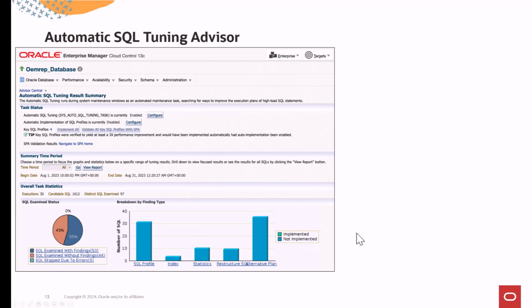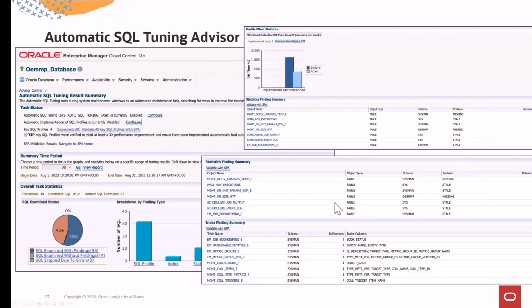As you see here, there is the object name, and what is the problem? Is it missing, stale, and all of that. It also provides us with validate SPA. SPA is something that we are going to discuss now. As you see, it says before and after: what are the potential benefits and what happens after you implement. So this is the DB time. After it's going to be reduced, and before it's high.